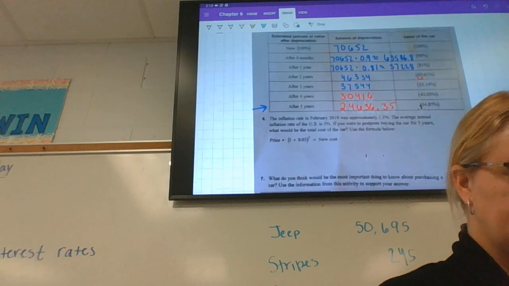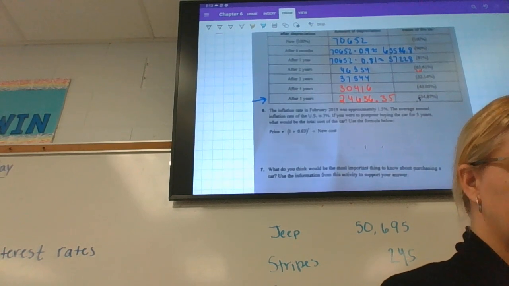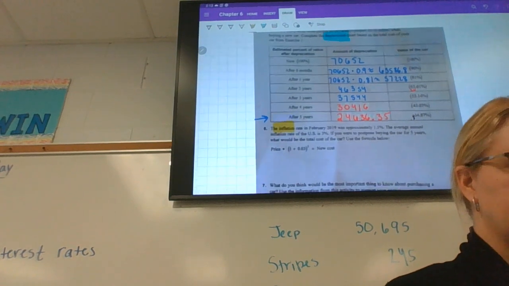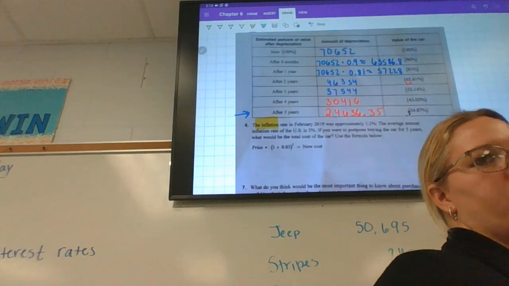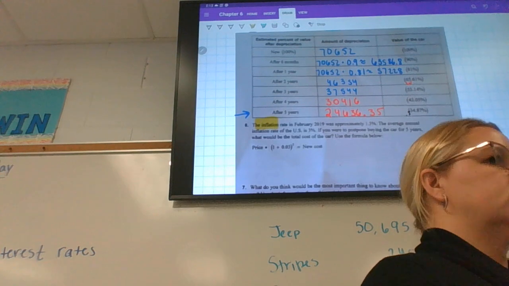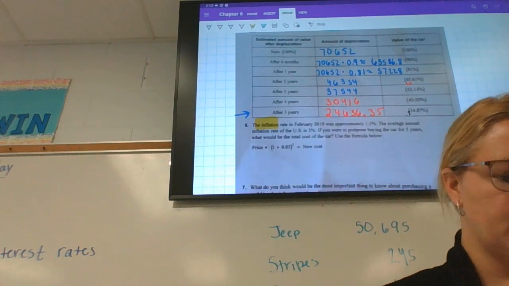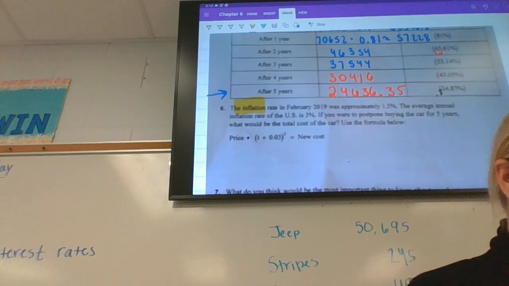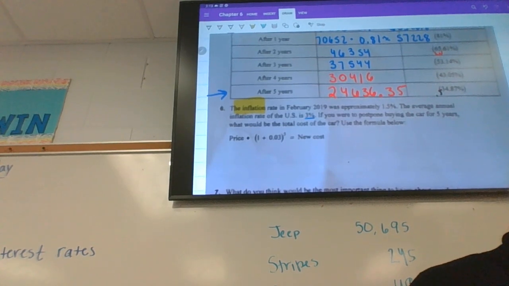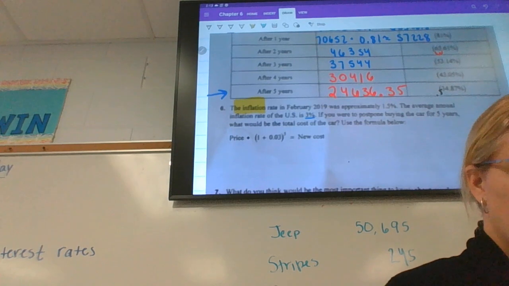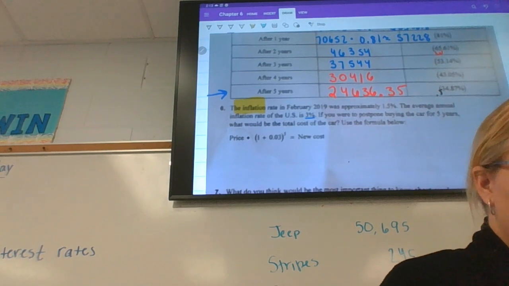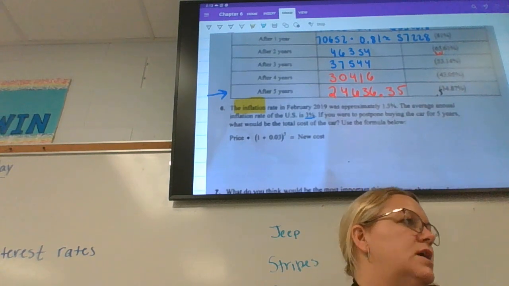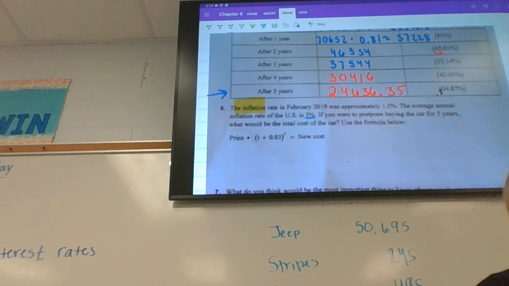Okay. The last word we're gonna go through is this word inflation. What do you guys understand inflation to mean? Prices go up. Okay. This says the average annual rate of inflation is about 3%. If you wait and buy your car 5 years later, how much would it go up if the prices increase 3% every year? That's inflation.